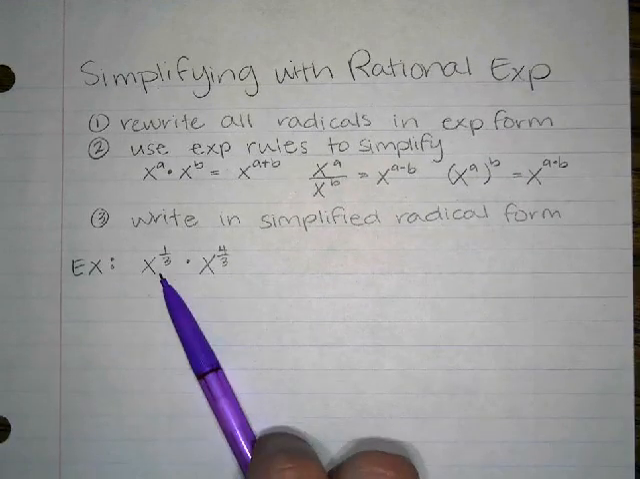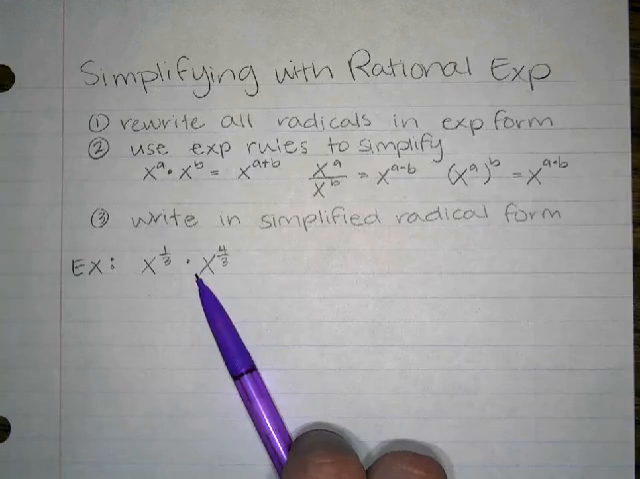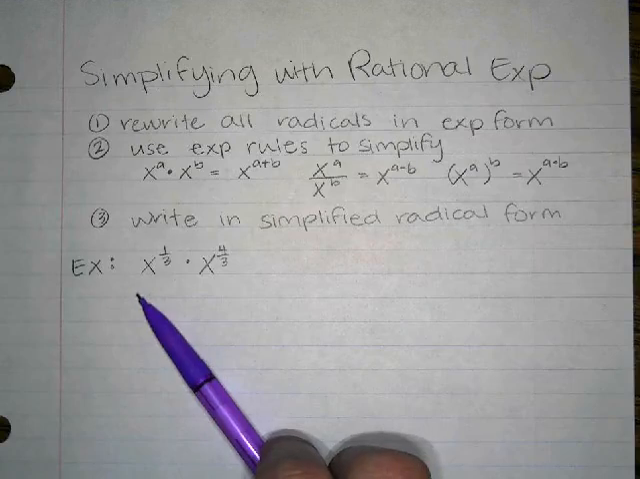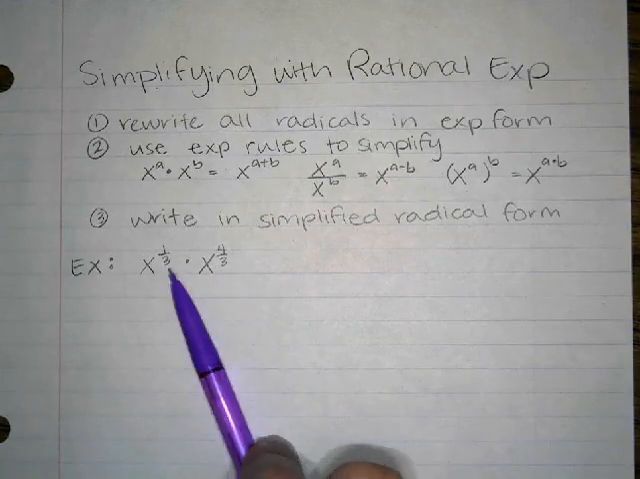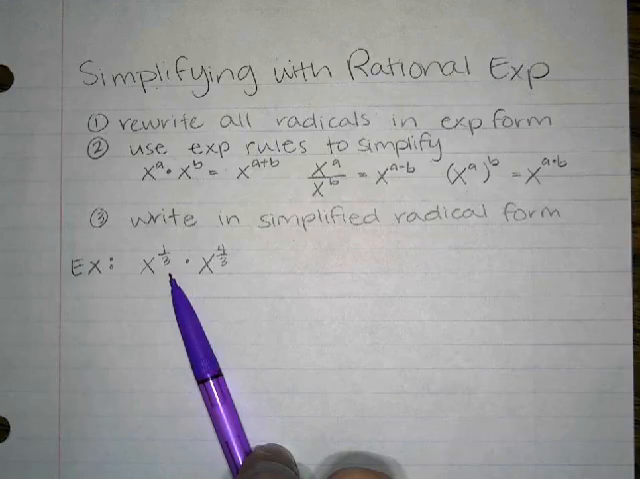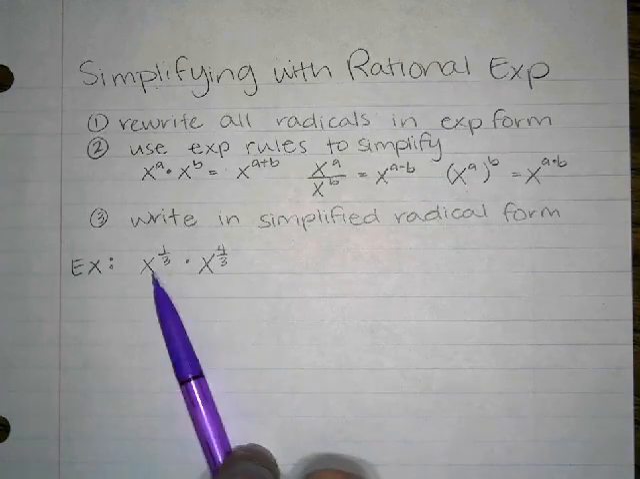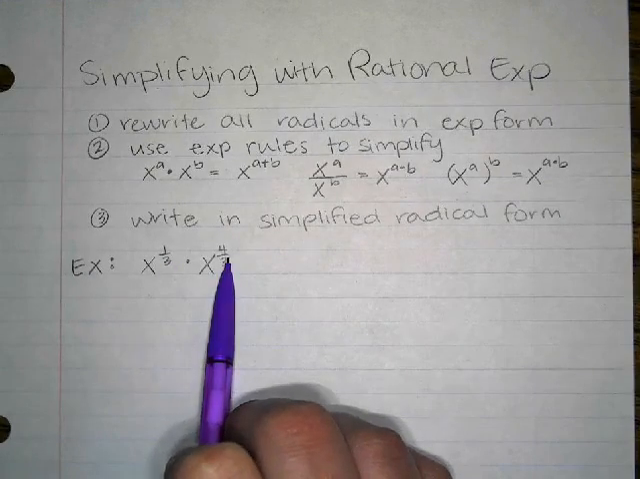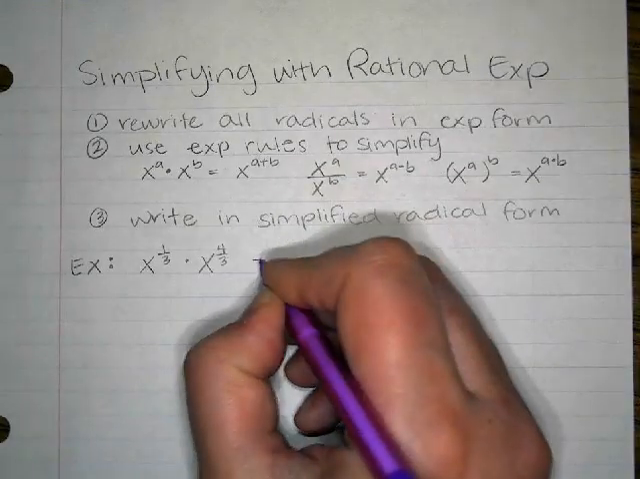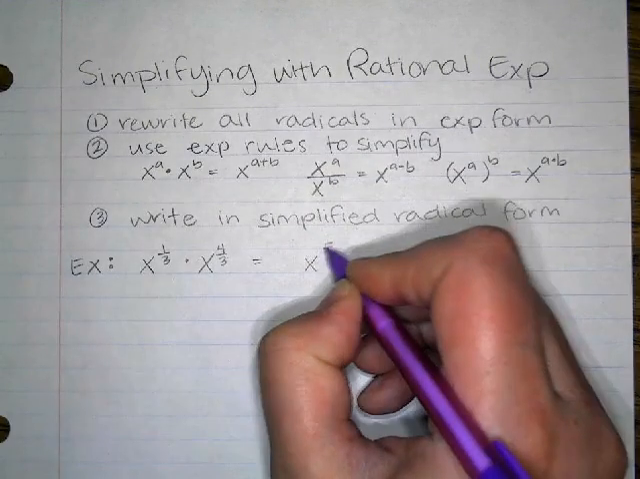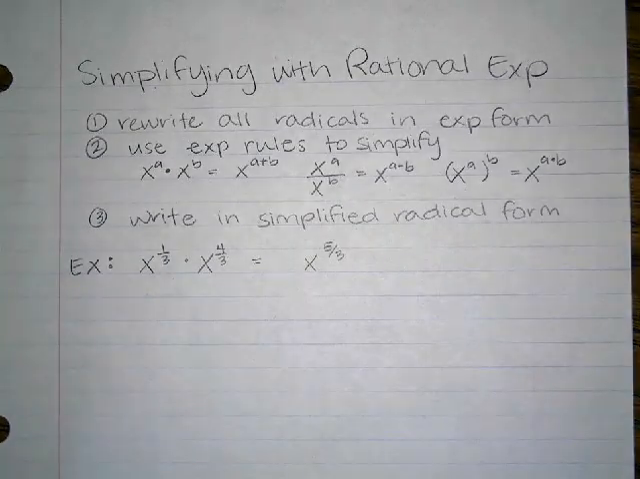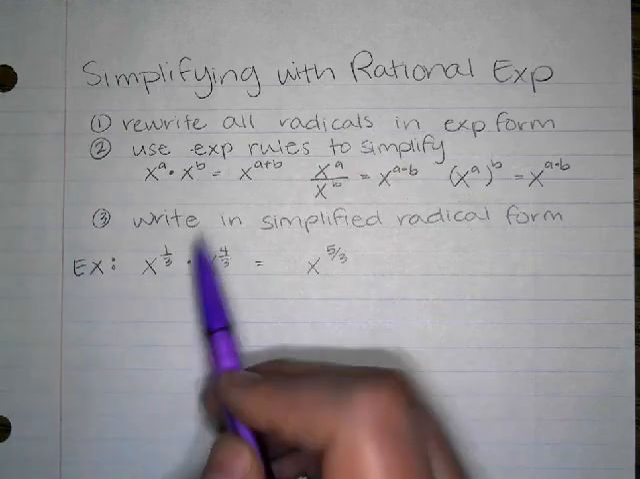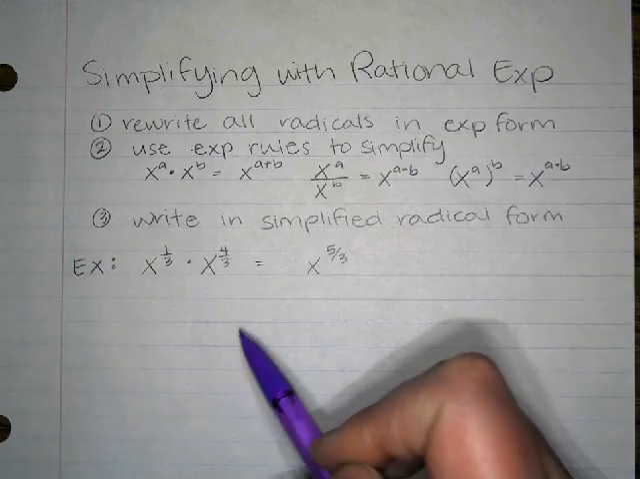So if we have x to the 1/3 times x to the 4/3, what exponential rule are we going to use? What do we do with these exponents? You add them. So 1/3 plus 4/3 is 5/3. This is x to the 5/3. So we have simplified it as much as we can using our exponential rules, and now we're going to convert it back into radical form.